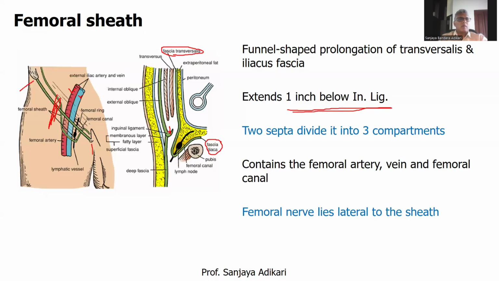Now another important point here. The main branch of the femoral artery, the deep artery of the thigh, is given distal to the femoral sheath. It's not given inside the femoral sheath, it's given immediately distal to it. So if there's a block in the femoral artery inside the femoral sheath, that is actually proximal to the point at which the branch is given. That's an important point.